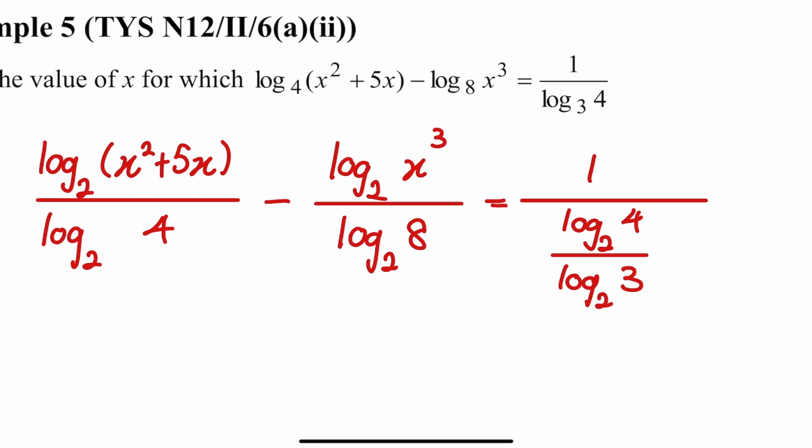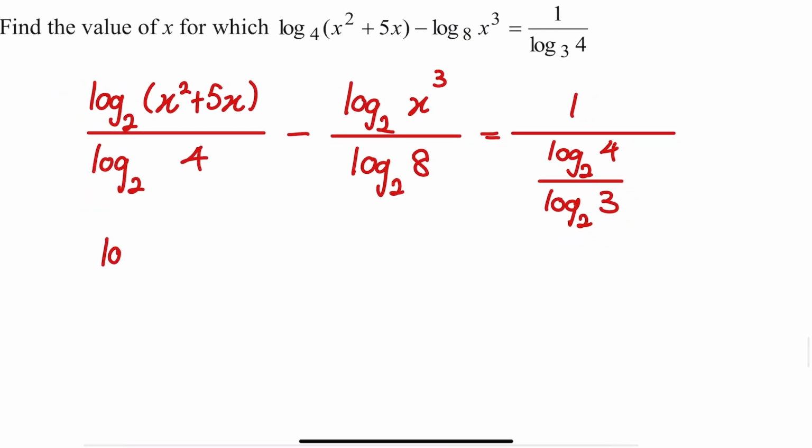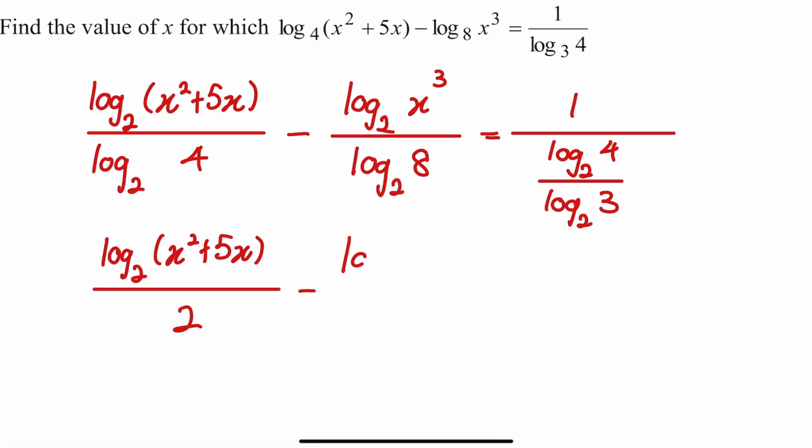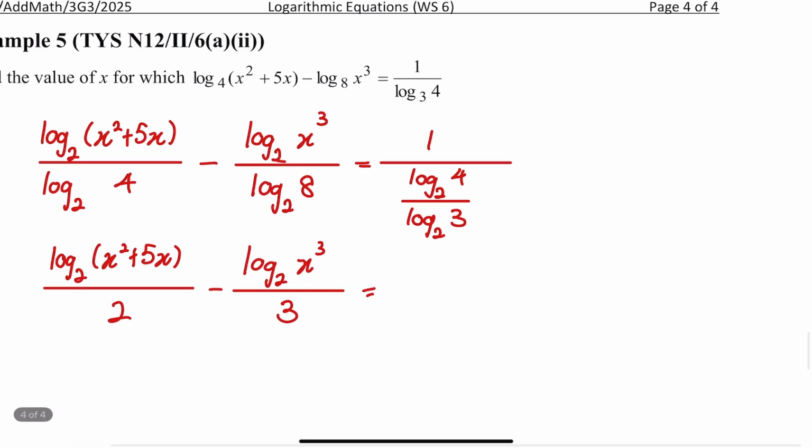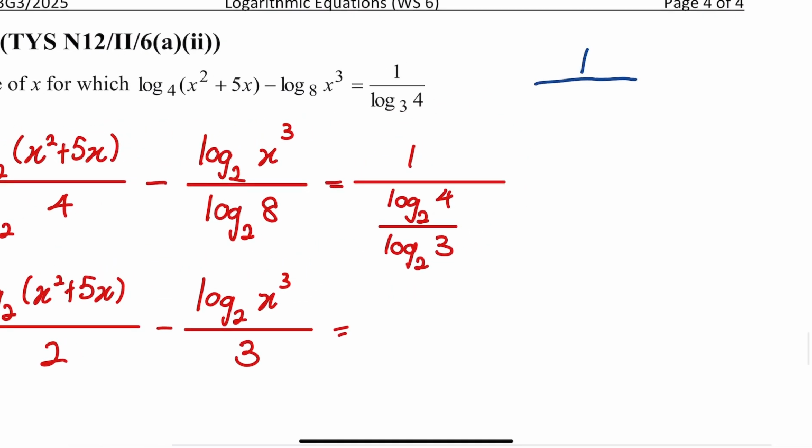Further simplify everything from here. I hope you can see how I get this. This will give me log base 2 of x squared plus 5x over log base 2 of 4, which is simply 2, minus log base 2 of x cubed over, this is simply 3, since log base 2 of 8 is 3. And over here, maybe I write this part at the side. This is actually the same as 1 over log base 2 of 4 over log base 2 of 3.